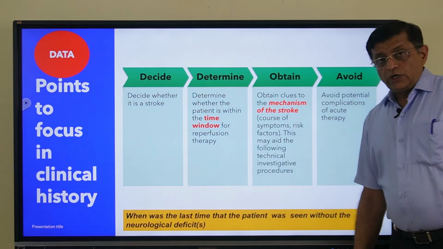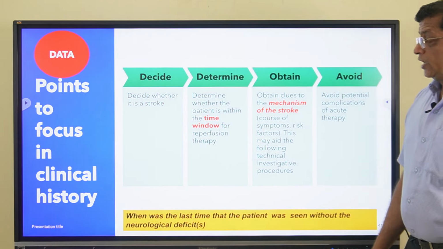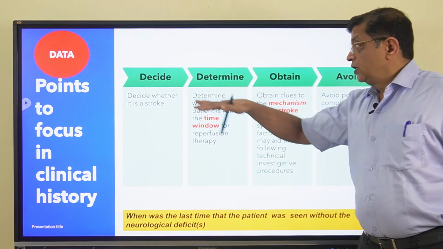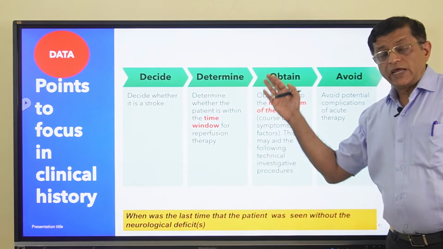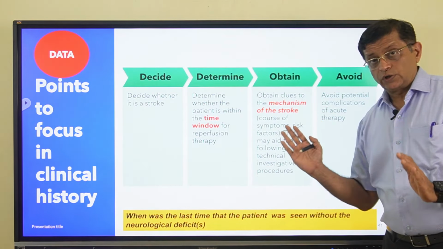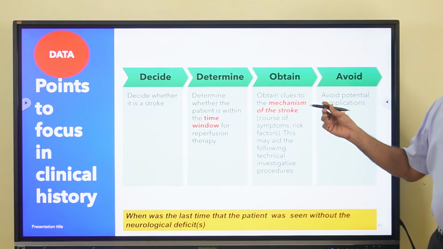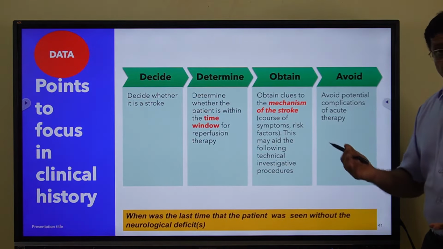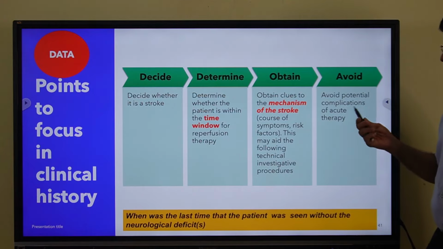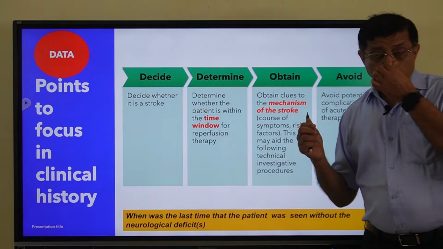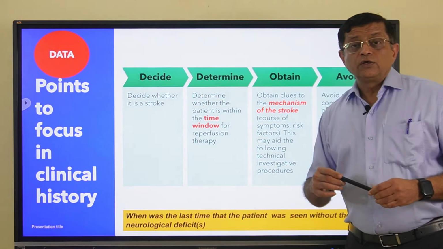Now, what do we do in a patient of suspected stroke? As soon as you see the patient, you decide whether this is a stroke first of all. Second, determine the time window. When was the patient last seen normal without the neurological deficit? Obtain a clue to the mechanism of stroke, whether it is looking like a thrombotic stroke, embolic stroke, or whether it is looking like hemorrhage, and avoid potential complications of therapy. So do not start a therapy which can worsen the patient.